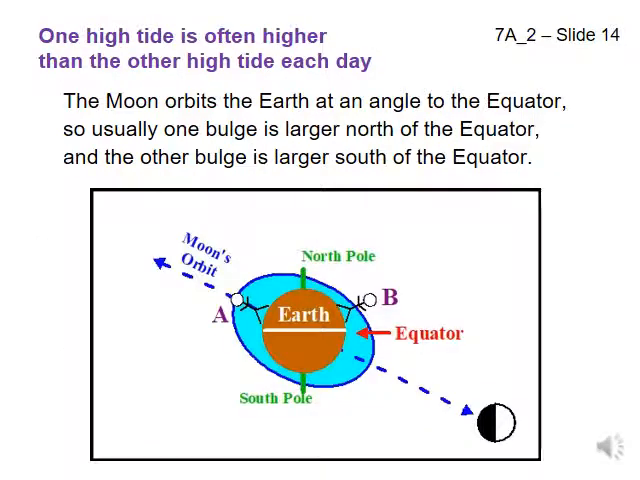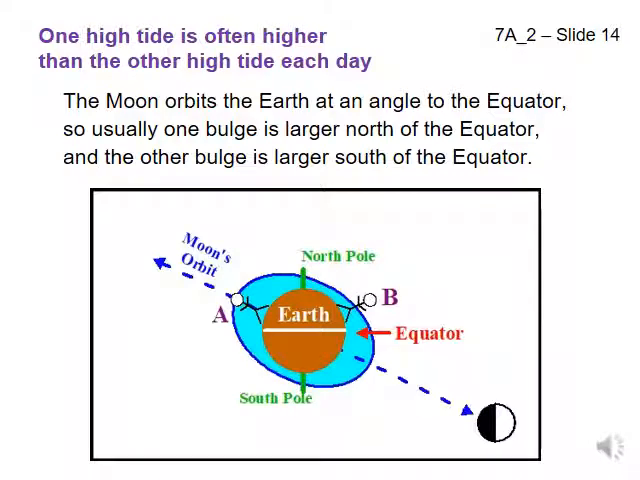Slide 14. Other factors that affect the timing and height of the tides. There are many more features of the tides that can be explained using the bulge theory of the tides. For example, in the mid-latitudes, the first high tide of the day may be higher than the second high tide of the day, or vice versa. This is caused by the fact that the Moon's orbit does not keep it over the equator. The Moon orbits at an angle to the equator, as we saw at the end of Unit 07A-1. So, sometimes the Moon is above the equator and sometimes it is below the equator.